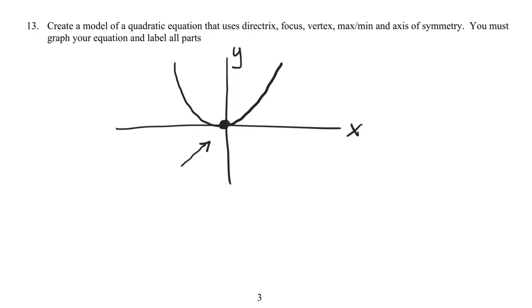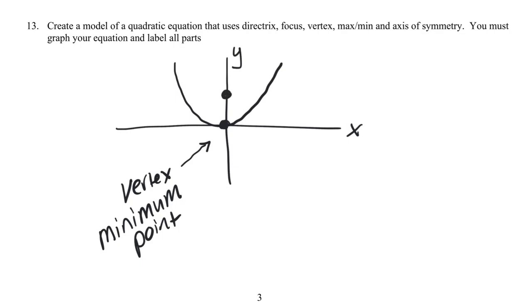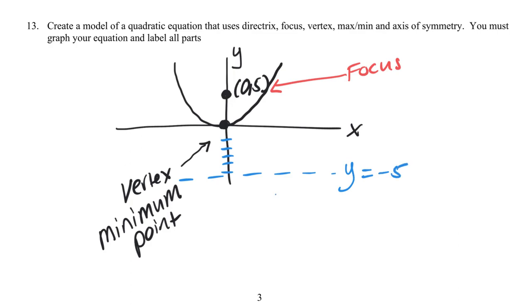You can label this as the vertex. You can also label this as your minimum point. What I would say is if you wanted to use an example, let's say this is 0, 5. So 0, 5, you would call that the focus. Now you know that the directrix has to be 5 units down. So for this example, you can say y equals negative 5, and that's your directrix.